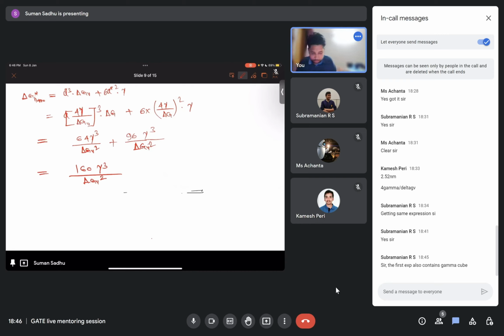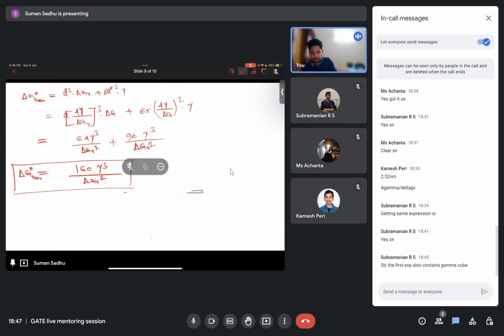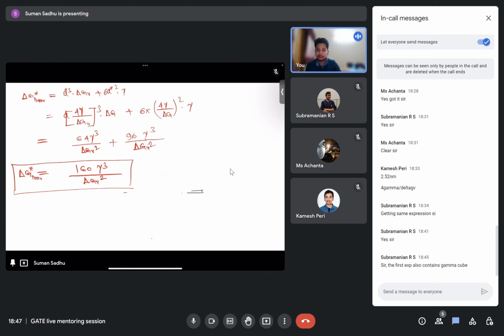Okay, so if in that question it was asked to calculate the delta G star for homogeneous nucleation for a cubic shape nucleus, then you have to use this expression and calculate.